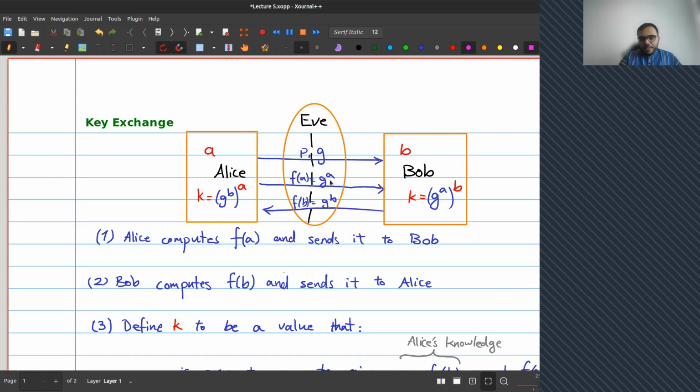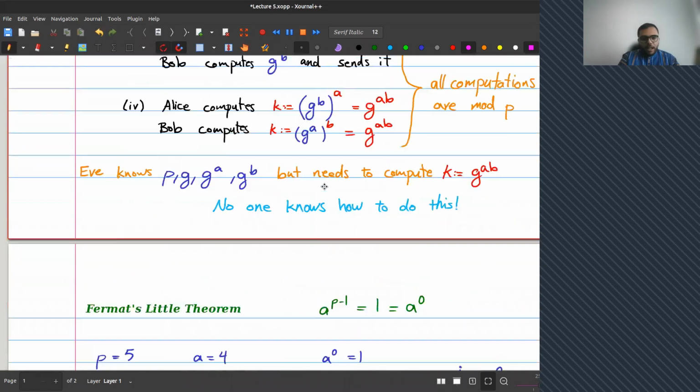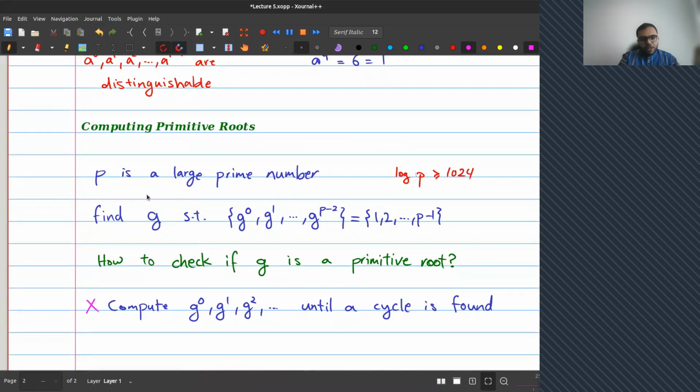But if this prime number P is small, then Eve can just do a brute force, right? So she can just take G and compute all the powers of G and just go on until she gets to G to the power of A, and then she would know what the value of A was, right? So it's really important that you cannot iterate over all the powers of G. And for that reason, we're going to just use a huge prime number. Our prime number is going to be so huge that we cannot do this. But then the problem is, how do I find the primitive root in the first place?